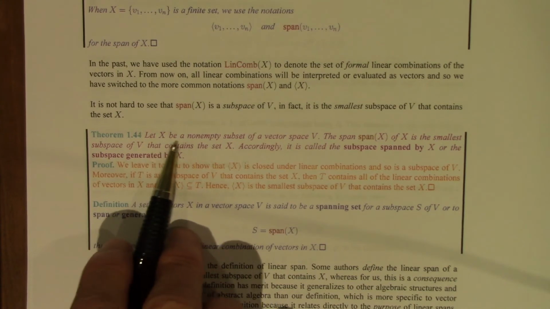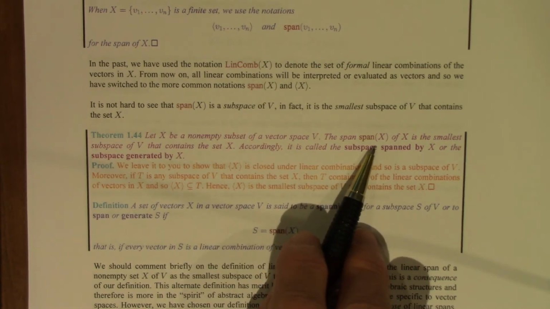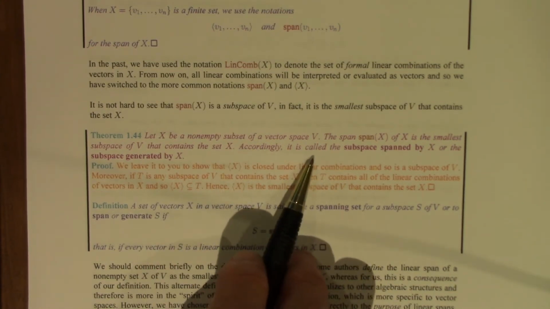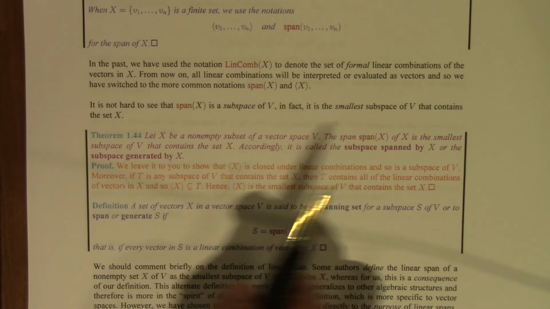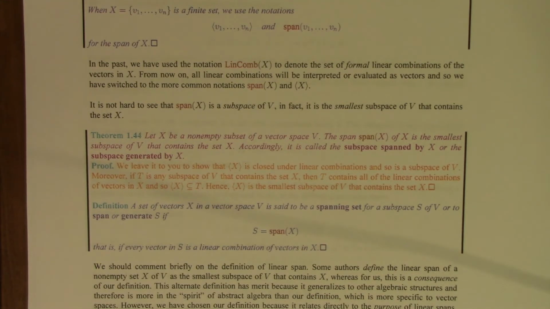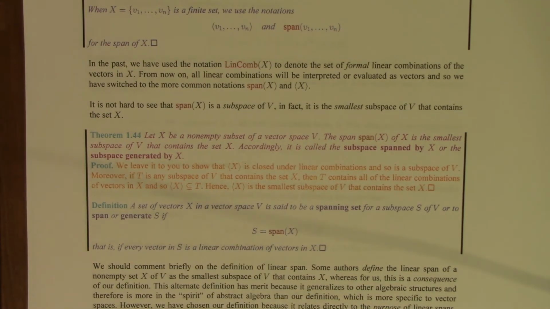So here's a theorem. Let X be a non-empty subset of a vector space V. The span of X is the smallest subspace of V that contains the set X. Accordingly, it is called the subspace spanned by X, or the subspace generated by X. And I'm going to leave it to you to show that the span of X is closed under linear combinations, and so is a subspace of V. The basic idea is simply that a linear combination of linear combinations is just a great big linear combination.